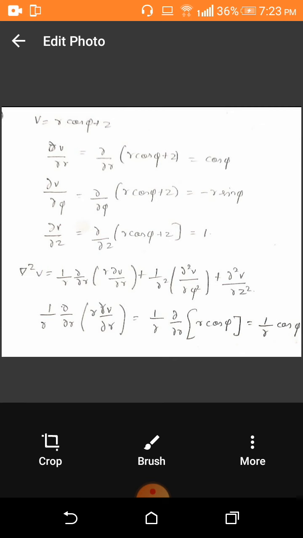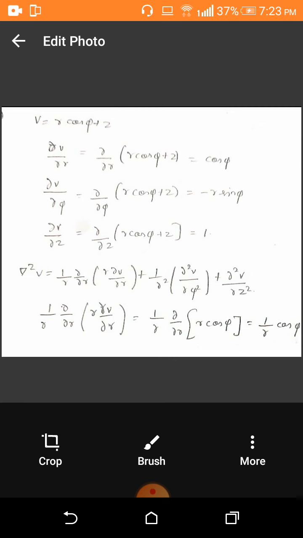And next is equal to dou V by dou Z. That is dou by dou Z R cos pi plus Z. So you are going to differentiate this expression with respect to Z. You will be getting the answer 1. In next step, you are going to find del square V. So del square V is equal to 1 by R dou by dou R dou V by dou R plus 1 by R square dou square V by dou pi square plus dou square V by dou Z square. This is for your cylindrical coordinates.